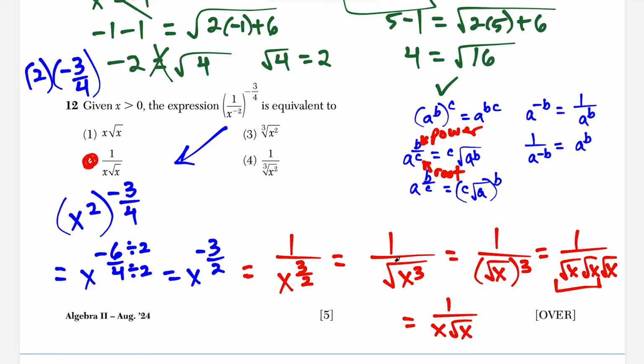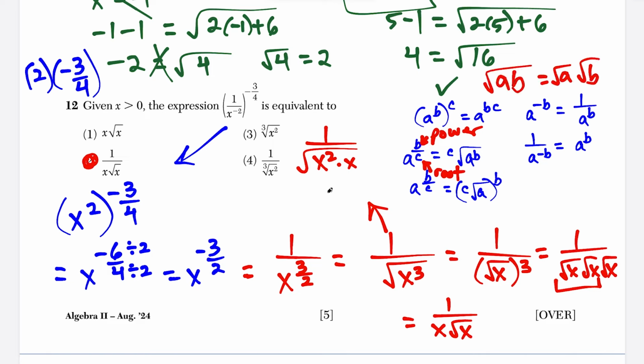If at this step you would rather go a different route, you could also say that this is 1 over the square root of x squared times x. And then there's another property to know: radical AB is equal to radical A radical B. So then I could break this up into 1 over radical x squared times radical x. But then here I could say this is now equal to 1 over x times the square root of x, because the square root of x squared is x when x is greater than 0. So this would also give me a matching answer. That's a very sneaky detail.